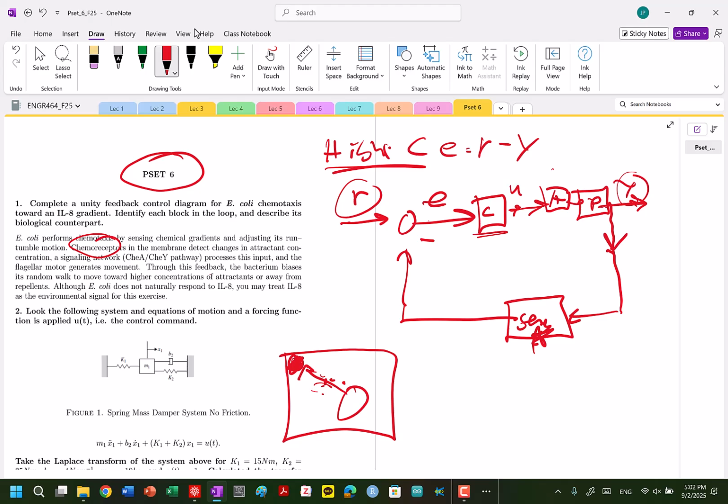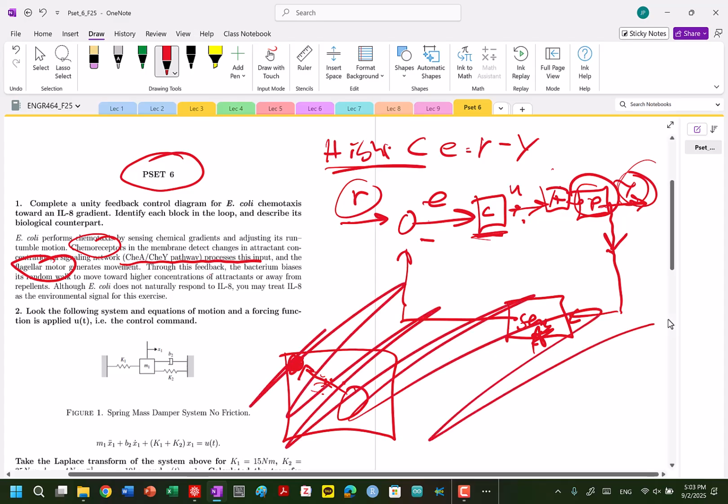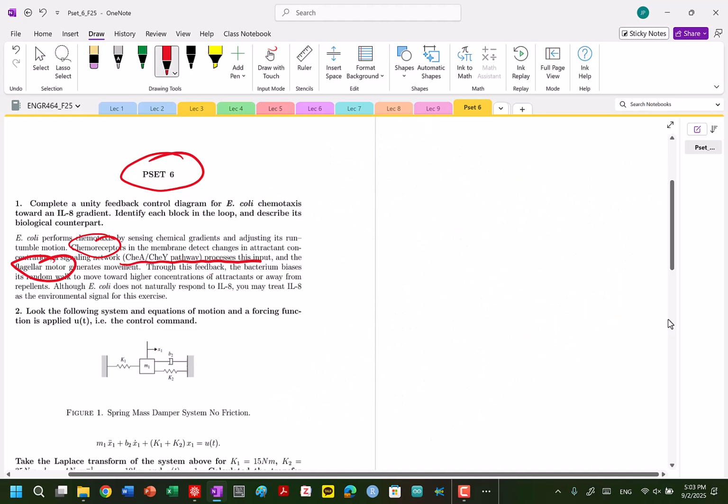And our controller in this system, what would it be? Well, it's our signaling network. This signaling network is processing that error input, and then it sends a command signal to our actuator, which is the flagella motor. The plant is all the biomechanics that go into adjusting and moving your trajectory towards the next higher concentration. There are lots of ways you can analyze this, but I think it's a cool system. You can get a sense of how this feedback is integrated and how the bacteria responds. So that's your problem 1, and I'm looking forward to some very fun answers to that problem.